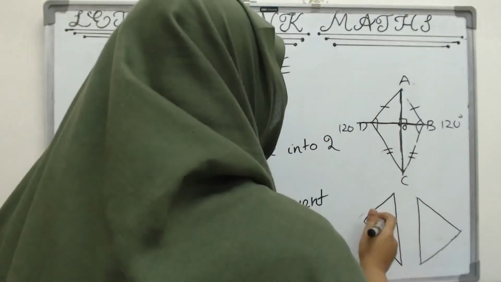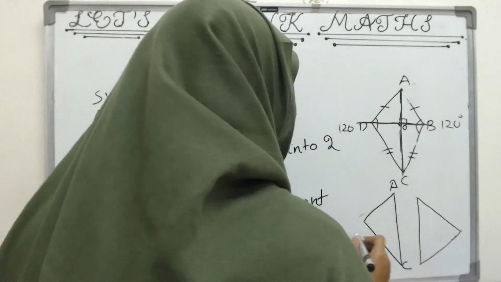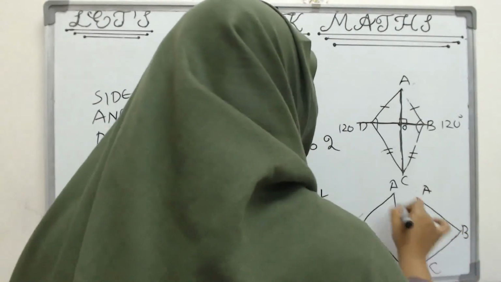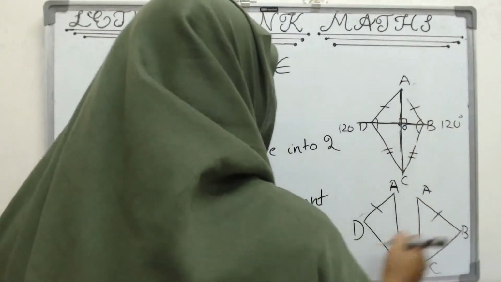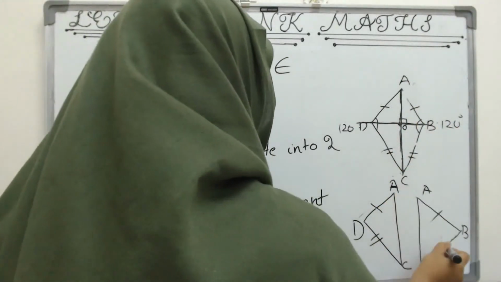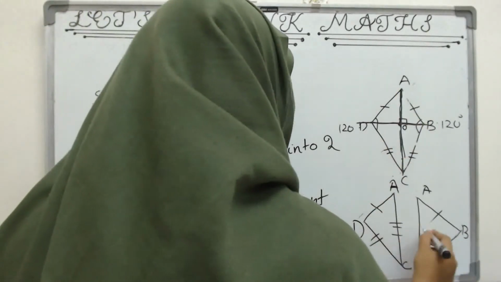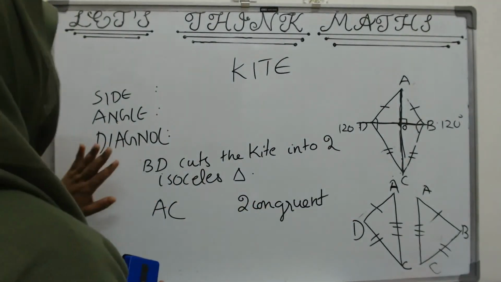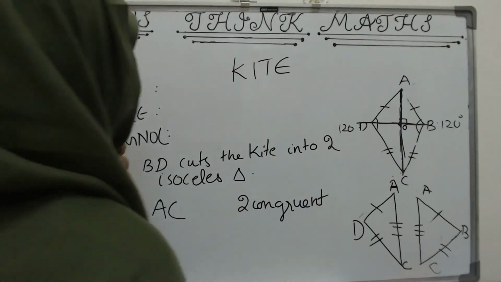So now you see two congruent triangles, ACD and ABC, right? So AD and AB are equal, DC and BC are equal, and the third side is the common side. So you have two congruent triangles. That is the property of the diagonals, angles and the sides.